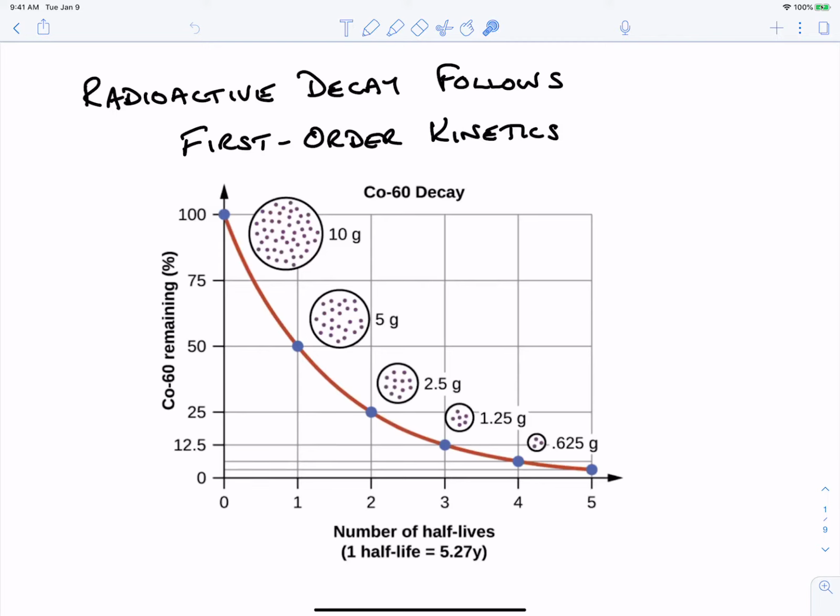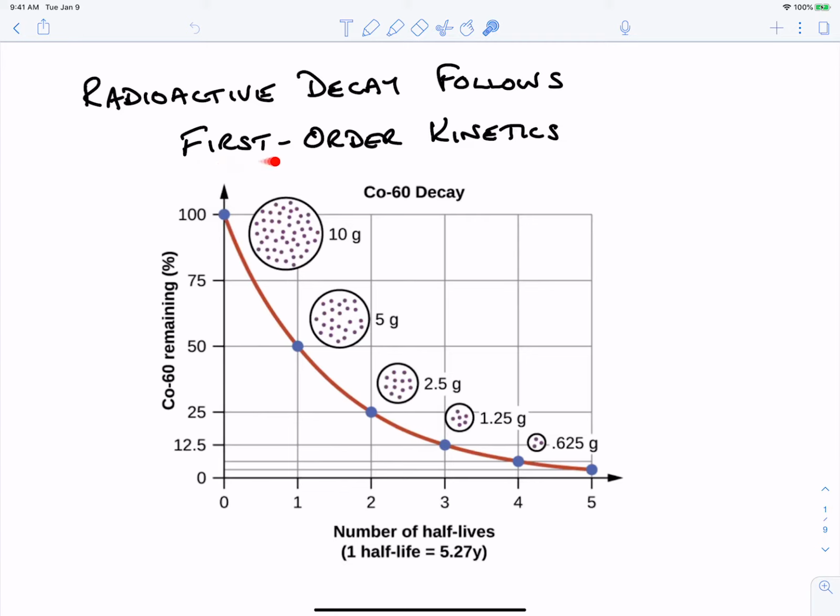Welcome to the world of radioactive decay and radioactivity. If we look at radioactive decay, here's an example of cobalt-60, which is a radioactive material. If we plot it versus time, we see that over time the concentration or the amount of material decreases, and it decreases in an exponential way. As this, for example, starts at say 10 grams, it decreases slowly as it goes down, and this is an exponential decay.